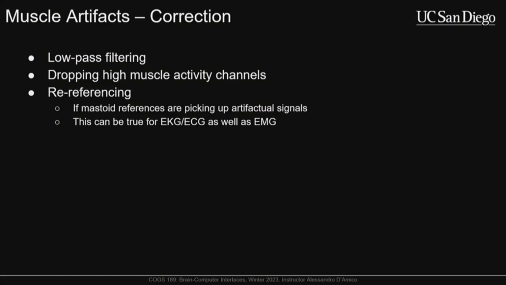Because of that, if those are your reference electrodes, when you re-reference your data, you're going to see those artifacts on every single channel that you're recording from. So that's obviously a bad idea. In that case, you might consider using a different reference for that particular subject. Maybe use electrodes that are close to the mastoids but are not the mastoids, like TP9 and TP10 or TP7, TP8, something like that.